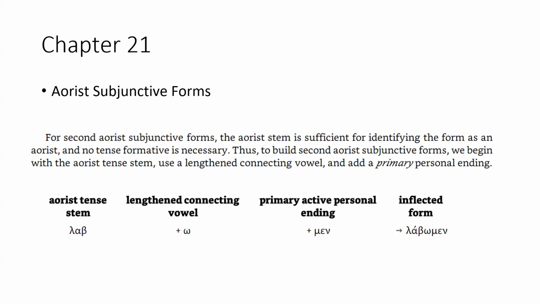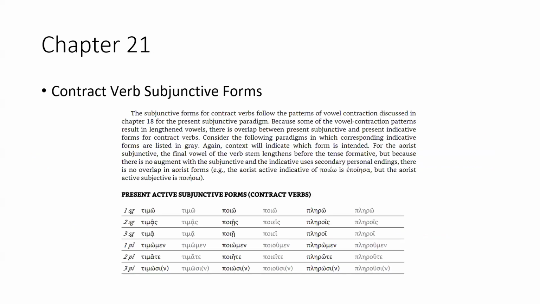For second aorist subjunctive forms, the aorist stem is sufficient for identifying the form as an aorist, and no tense formative is necessary. Thus, to build second aorist subjunctive forms, we begin with the aorist tense stem, use a lengthened connecting vowel, and add a primary personal ending. So you've got the tense stem lab, the lengthened connecting vowel omega, primary active personal ending men, the inflected form labomen. And you're going to become familiar with those paradigms, so we're not going to dig more into that.